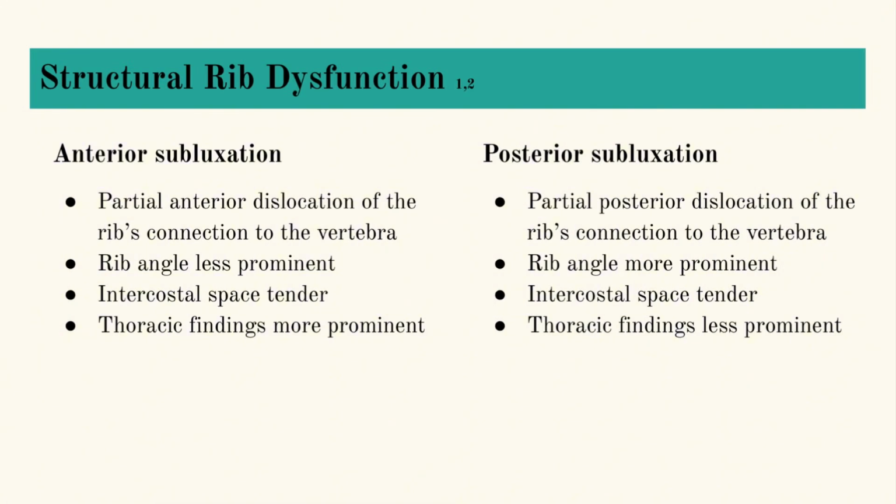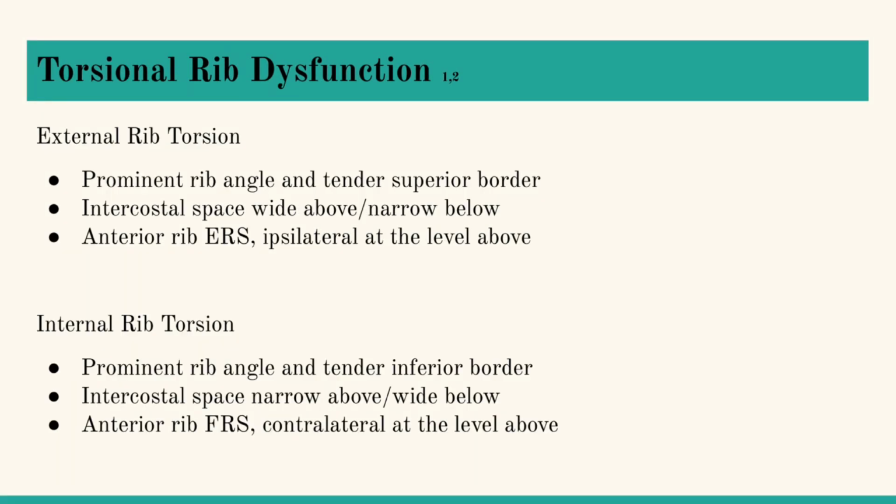And then for the posterior subluxation, it would be a partial posterior dislocation of the rib's connection to the vertebrae. And then the rib angle is more prominent, the intercostal space is still tender, and the thoracic findings are less prominent.